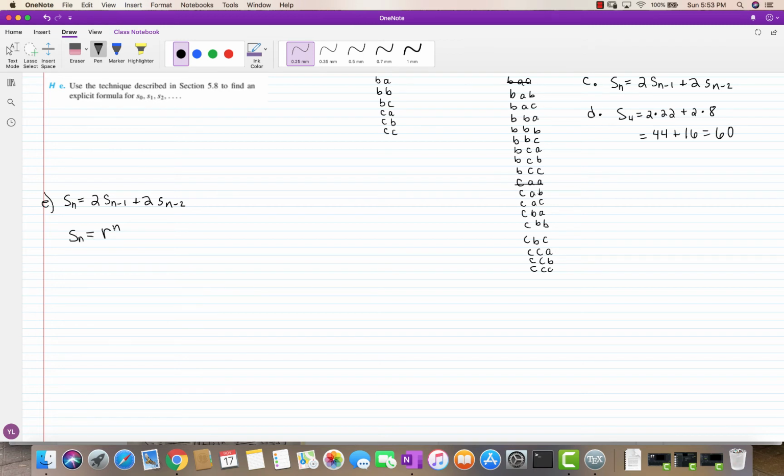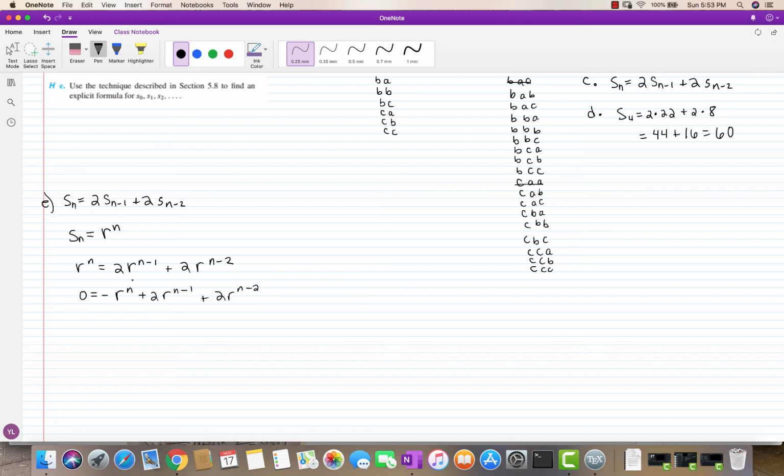So if Sn is r to the n, then I would know, for example, that this equation would look something like this. It would be r to the n equals 2, and then this is the previous term, so that would be r to the n minus 1 plus 2r to the n minus 2. And my goal is to solve for r. So this is a little equation in r, and I'm just going to try and solve numerically for r.